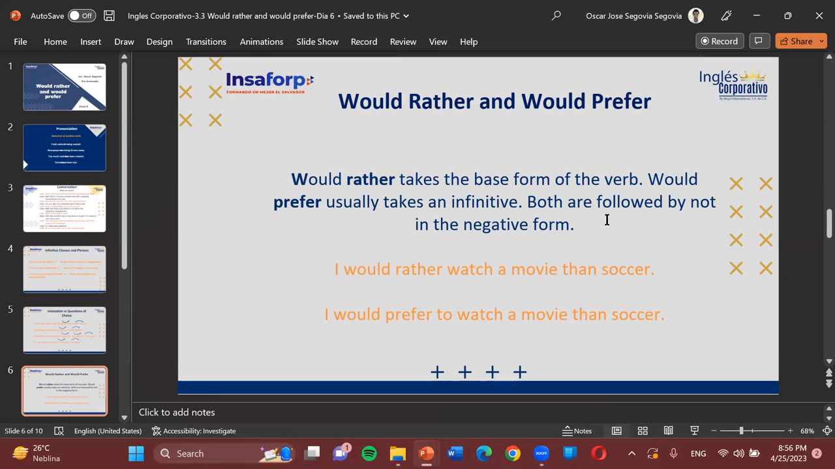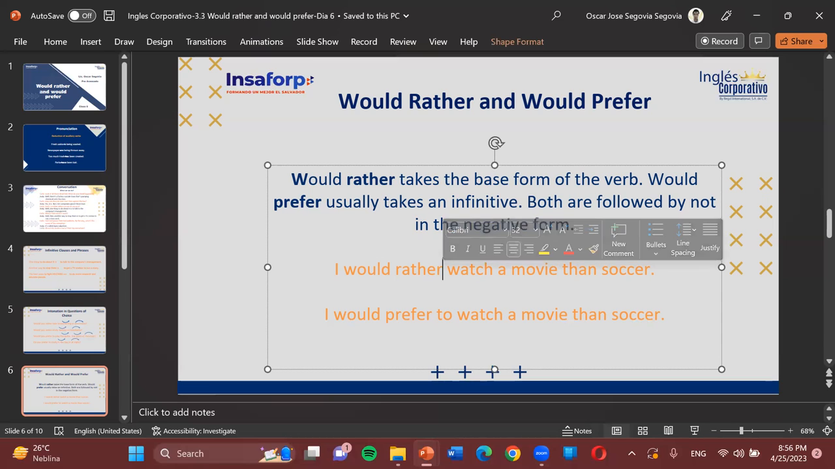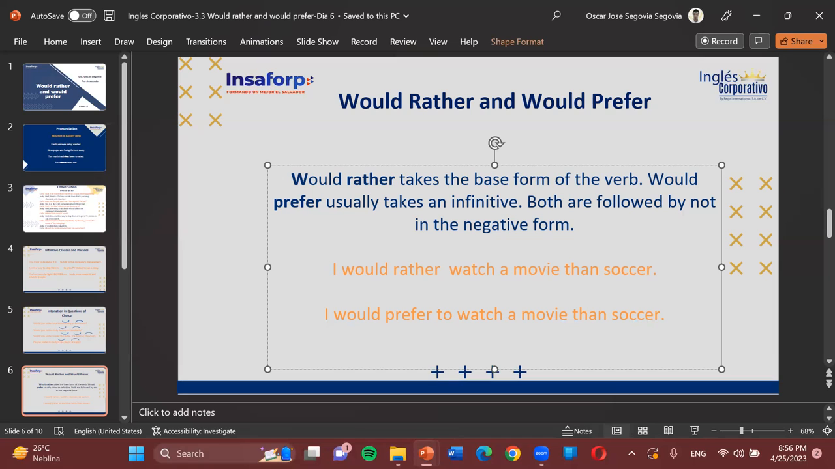Both are followed by not in the negative form. Like, for example, if we're talking about a negative statement, it will say, I would rather not watch a movie than soccer. So it means that this person would prefer to watch soccer, okay? So we say the first thing, the one that is right next to the negative portion of this sentence is going to be the one that receives the negative, also the negative meaning. So here the thing is that this person will not rather to watch a movie, they will rather to watch soccer. Eso es lo que vamos a entender en esta oración.